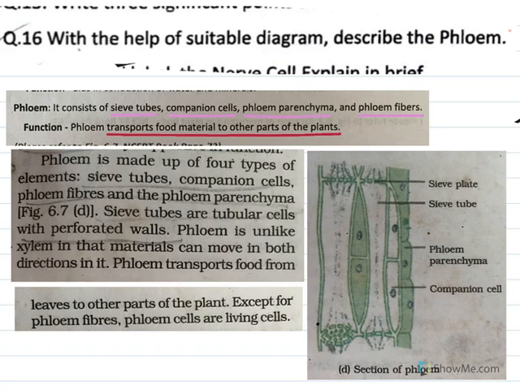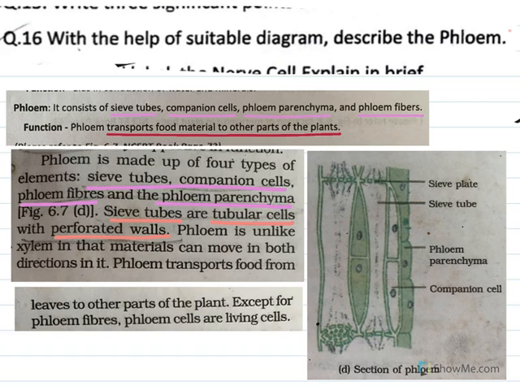The same thing is repeated here now. The phloem is made up of 4 types of cells: sieve tubes, companion cells, phloem fibers, and phloem parenchyma. Now, of all these, the sieve tubes are tubular cells with perforated walls. Their walls have got holes, the sieve tubes. They are the main cells of the phloem.